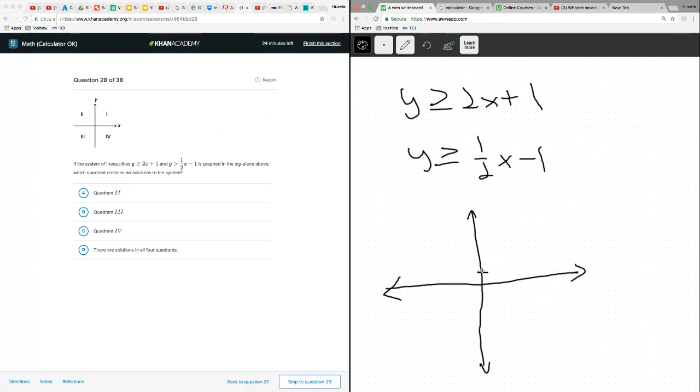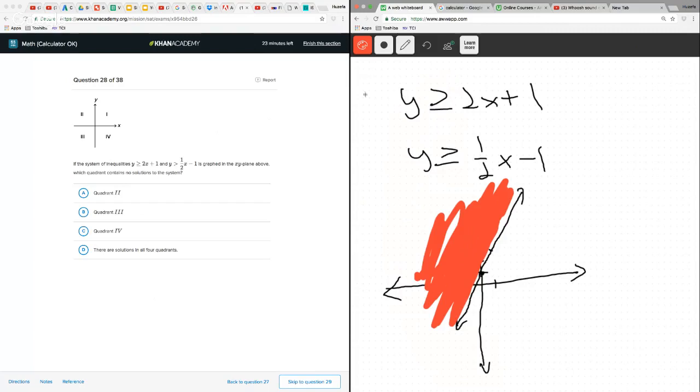2x plus 1, here's 1. We got a slope of 2 over 1, so something like this. And it's greater than, so I'll just change this to make it a little easier. Shade all above here, just like so. And we need solutions to the system, to both of these.